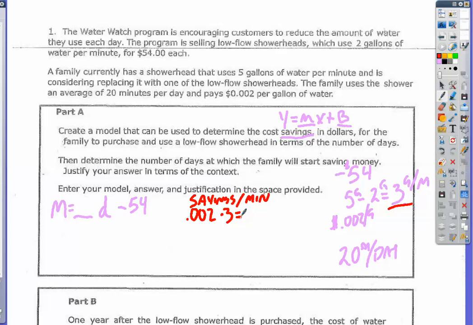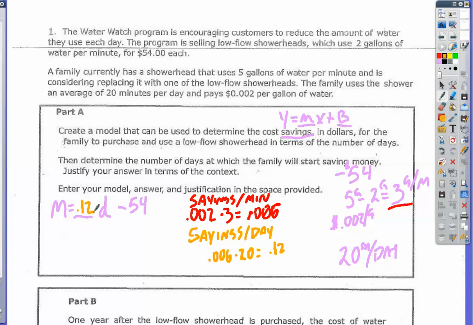So let's multiply together, and what do we get? That would be 0.006. Okay, sorry for the bad writing there. So we are saving $0.006 per minute. Times 20. Why are we doing it times 20? That's how many minutes you shower each day. So we have to find the savings per day. And so we take that 0.006 and multiply it by 20, and we get 0.12. So you save 12 cents a day. And that's our slope.